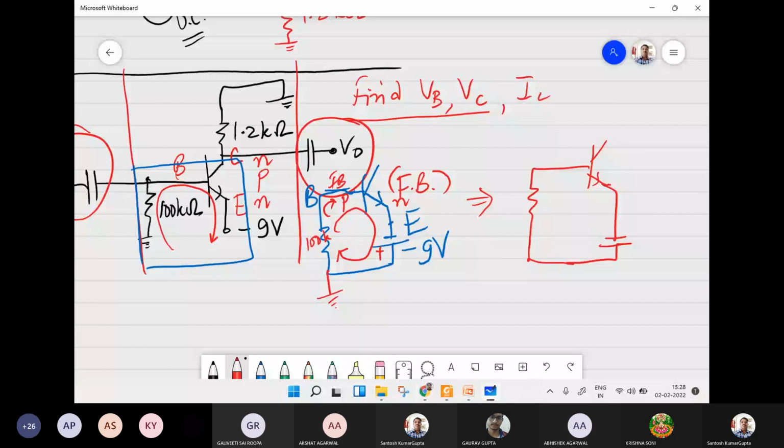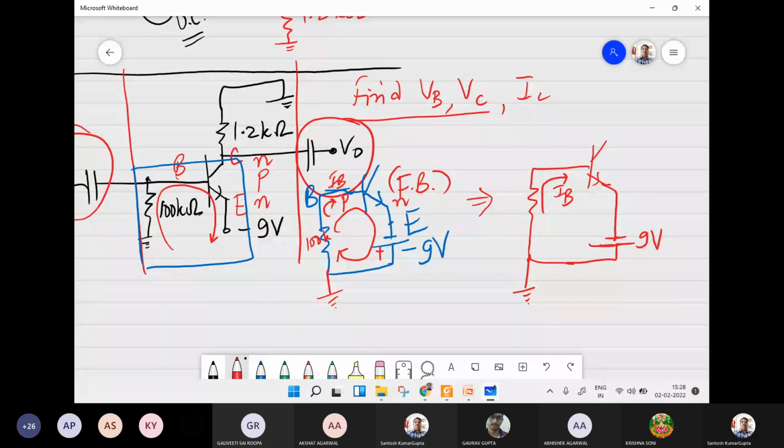Okay, so in this loop here we have ground. So through this part, it is the base current IB which is going to flow, and 9 volt. Okay, there is no need of writing -9 because we have just put the proper battery polarity at the emitter side, to just show that it is really -9 volt. Okay, so we can write like this here.